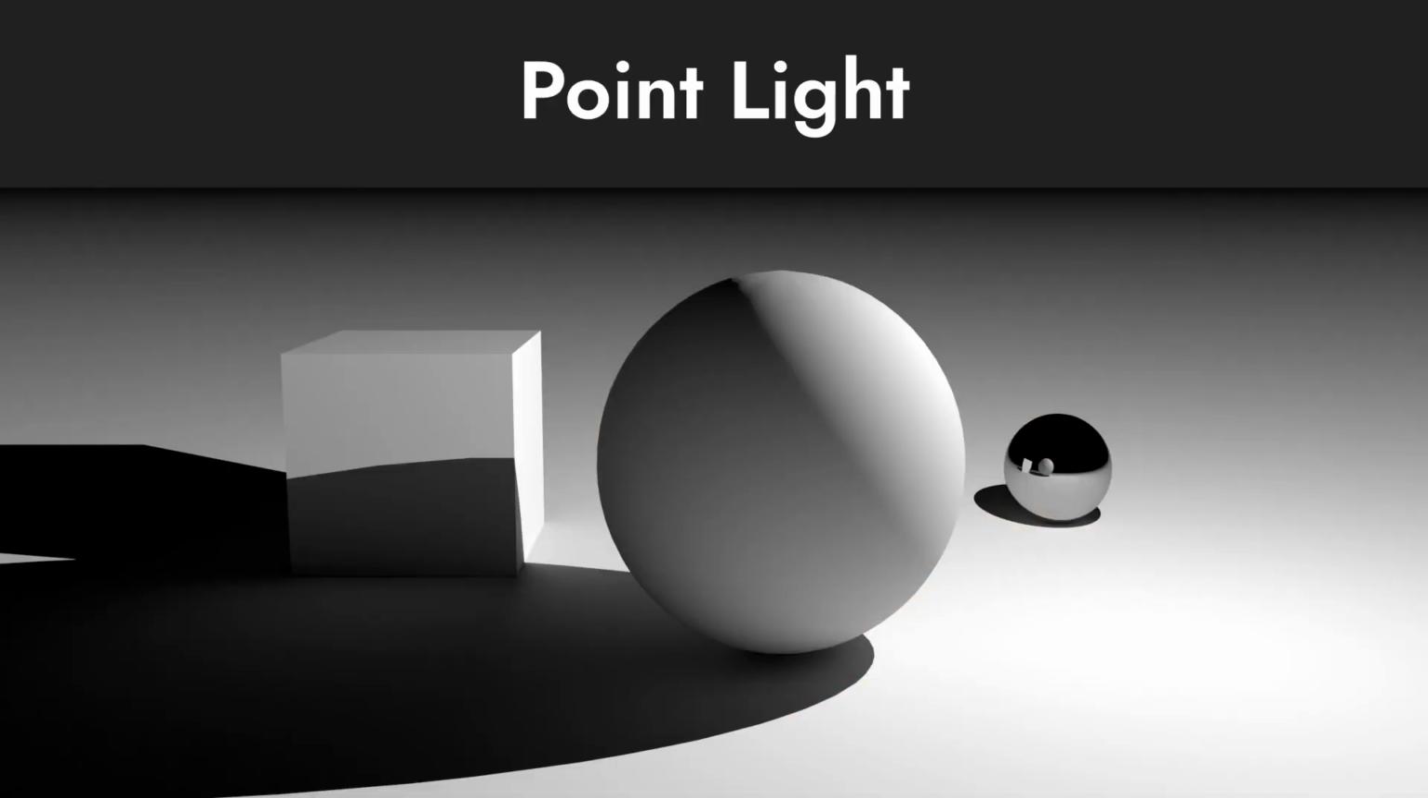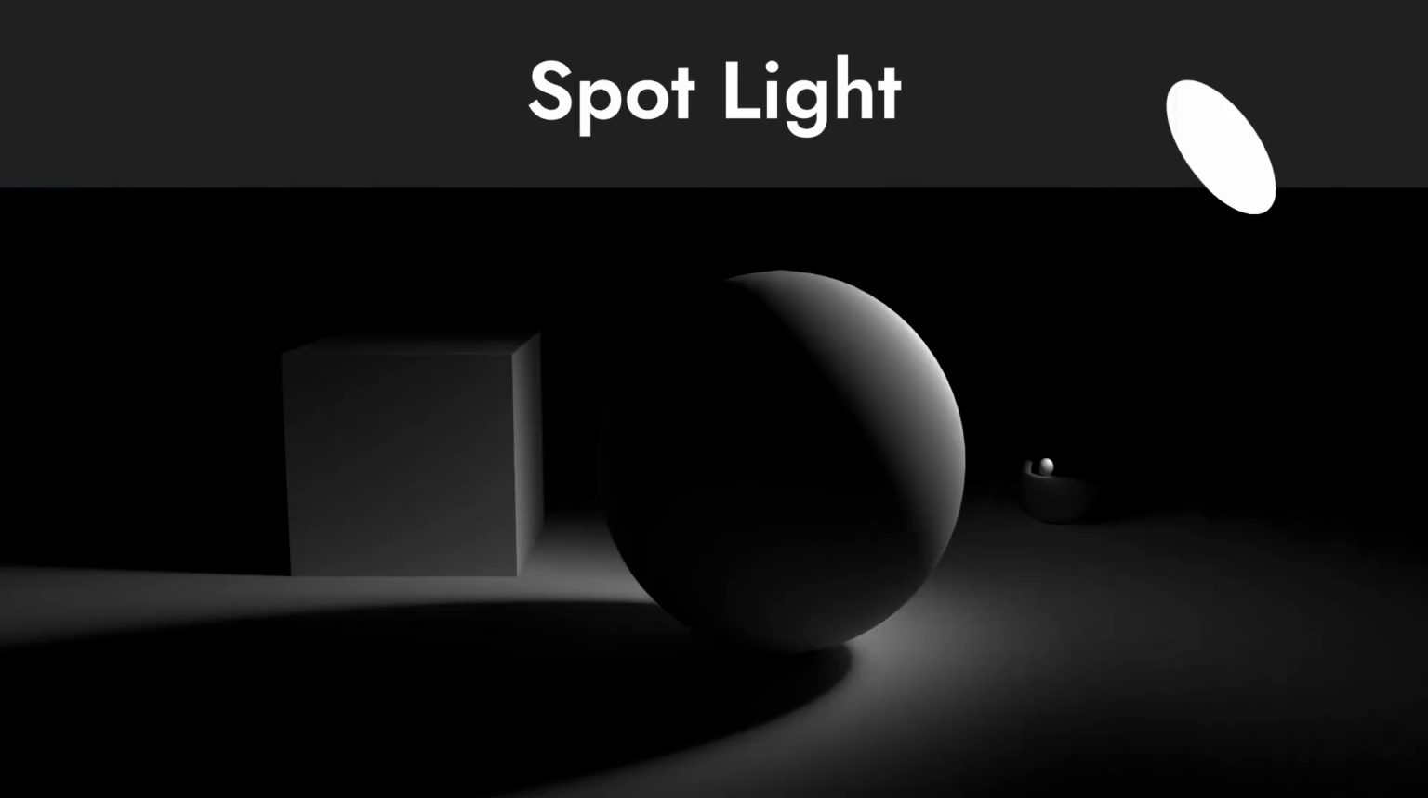Point light. It's a type of light that emits from a single point in all directions. It's often used to simulate light bulbs or small light sources. Spotlight. It's a type of light that emits in a specific direction and illuminates a small area. It's often used to highlight a specific object or area, or to restrict a light source.